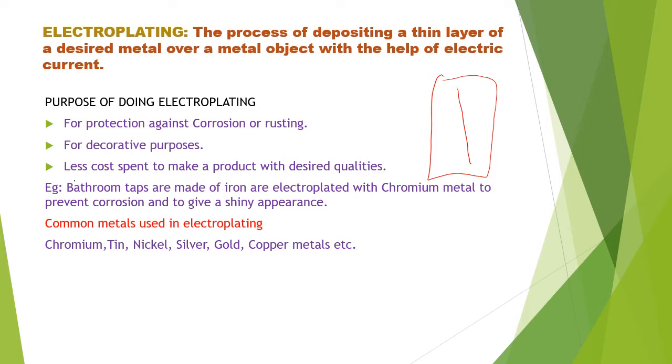What are the common metals used in electroplating? See the last sentence here. Chromium, tin, nickel, silver and gold, copper. So all these metals you can use for making a layer over this normal base metal. So we'll move to the next slide now.